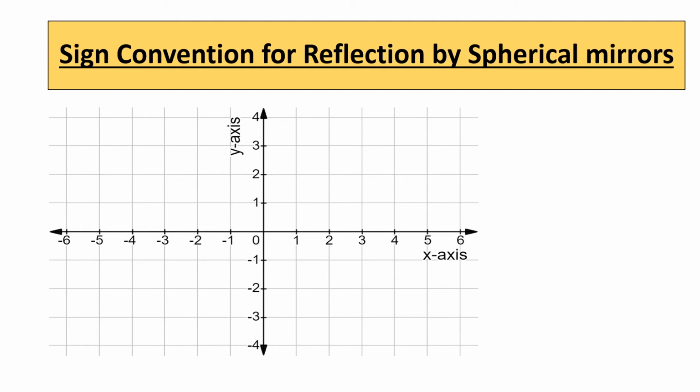We all know that in the Cartesian coordinate system, this is the origin, that is 0. Towards the right of the origin, the numbers are positive, and towards the left of the origin, the numbers are negative. And upwards, the numbers are positive. Downwards, the numbers are negative.